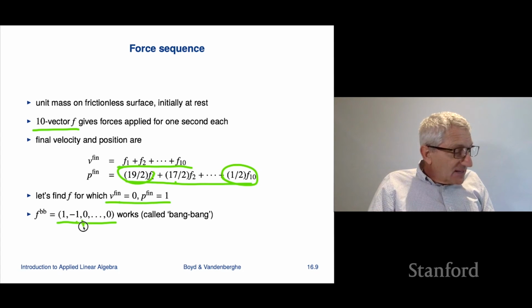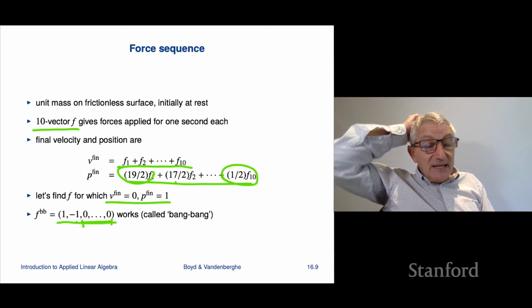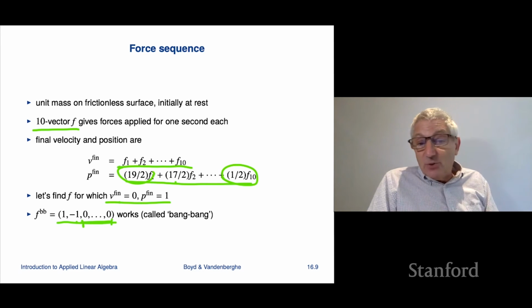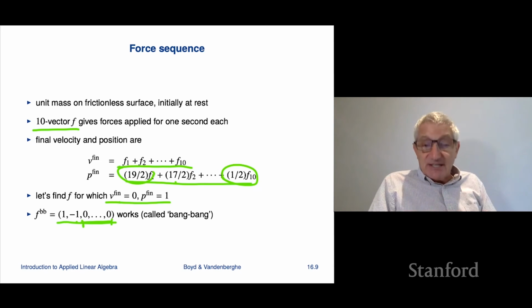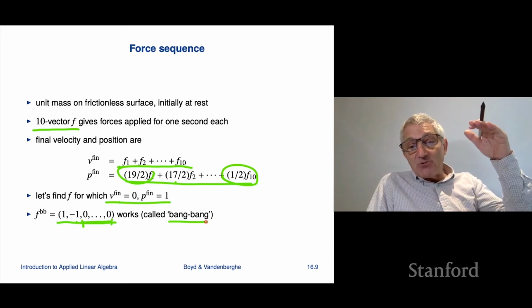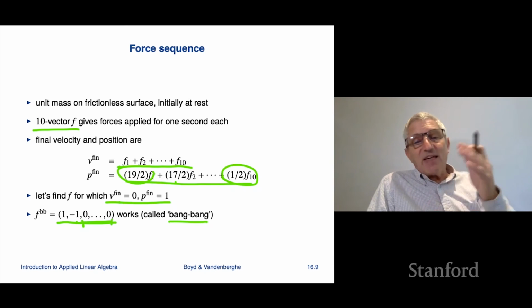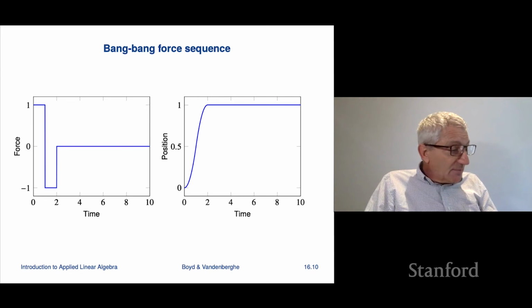And then I just sit tight, and that means apply zero force for the next 8 seconds. Now, of course, if you apply zero force to something that's at zero velocity, it just sits there. Okay, so this is called bang bang, because the force goes up to a large value, then switches instantly down to the negative of that. This comes up in a bunch of different things. But there's lots of other Fs. So here is the bang bang force sequence, and here's the position over time.